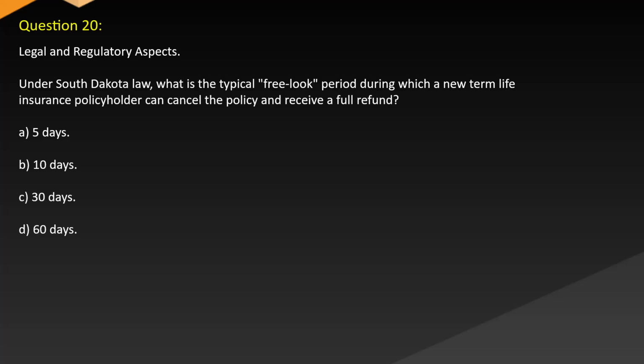Question 20. Legal and regulatory aspects. Under South Dakota law, what is the typical free-look period during which a new term life insurance policyholder can cancel the policy and receive a full refund? A. 5 days. B. 10 days. C. 30 days. D. 60 days.